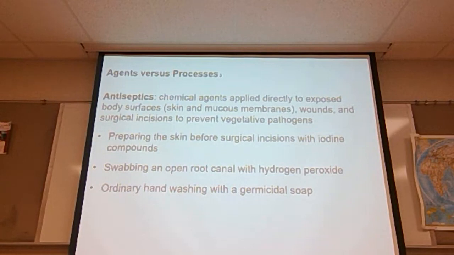Swabbing an open root canal with hydrogen peroxide. If you've ever been unlucky enough to have a root canal, one of the things they will do, or at least my dentist has me do, is gargle with hydrogen peroxide three or four times during that procedure to make sure we're getting rid of all of the bad stuff that's in the tooth. And ordinary hand washing with a germicidal soap. We will talk about germicidal soaps a little bit later, and my opinion of them, but that is an antiseptic technique.